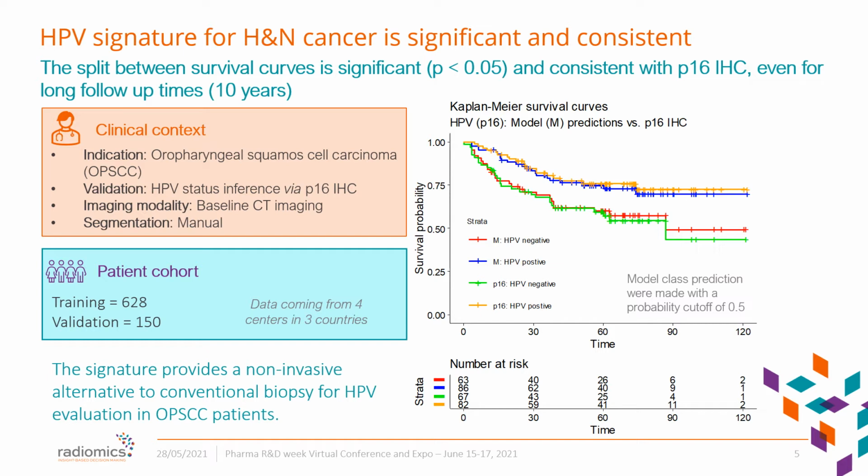Critically, when the radiomic signature is compared to the binary classification of P16 immunohistochemistry with respect to the clinical outcome, the Kaplan-Meier curves are statistically indistinguishable over a very large follow-up time, 10 years. This raises the question as to whether the radiomic signature is a legitimate alternative to the conventional biopsy approach, at least in the context of OPSCC.